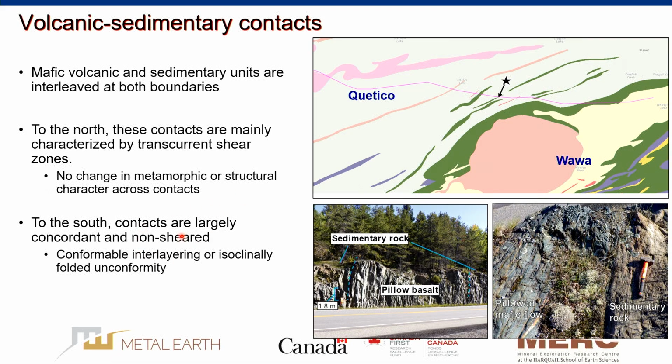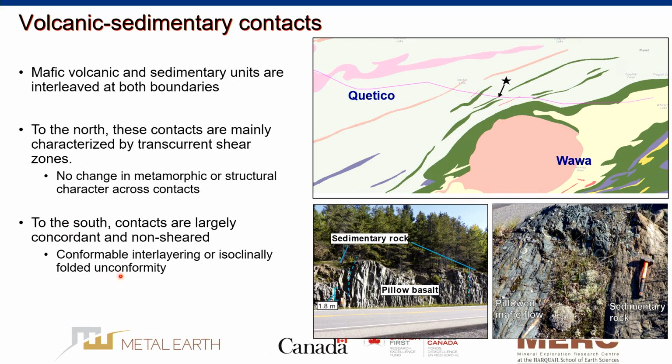Other observations that lean into this is that we looked at both margins, especially the contact areas, where you have this interleaving of mafic and sedimentary units. To the north, like in the Beardmore-Geraldton area, these contacts are mainly characterized by transcurrent shear zones, although I would say probably not everywhere. There was no change in the metamorphic or structural character across these contacts. So it becomes difficult to see those, to me, as major suture zones or thrusts.